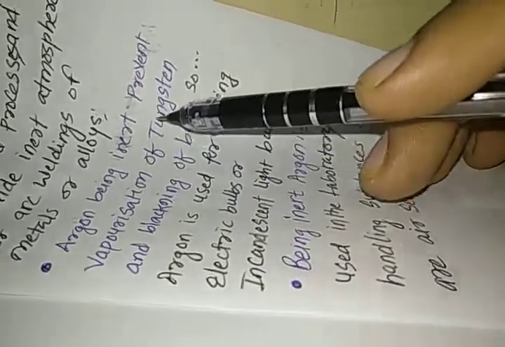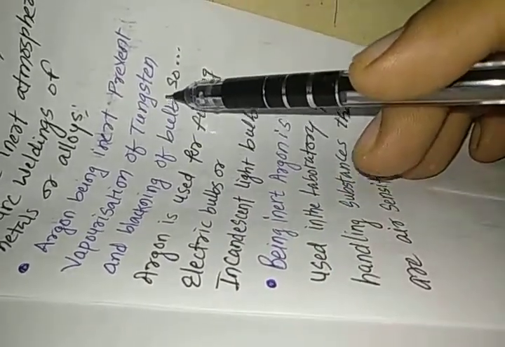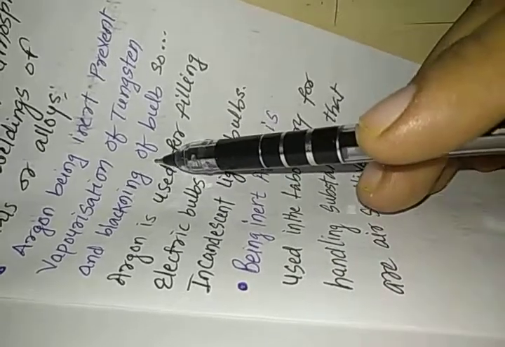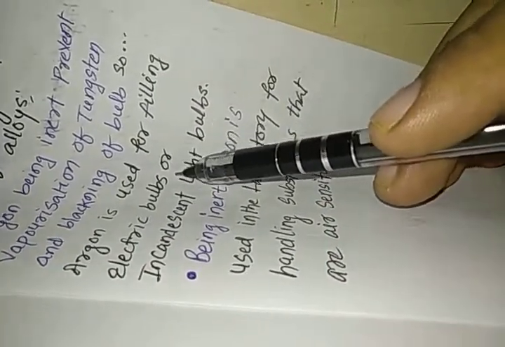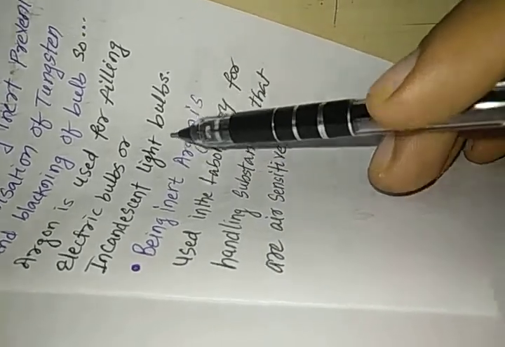Argon, being inert, prevents the vaporization of tungsten and blackening of the bulb, and that is why argon is used for filling electric bulbs or incandescent light bulbs. Being inert, argon is used in the laboratory for handling substances that are air sensitive. So these are the uses of argon.